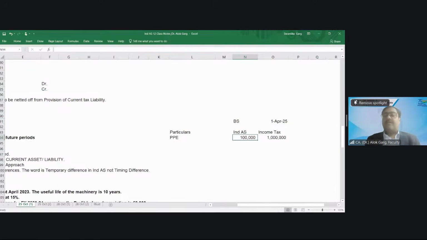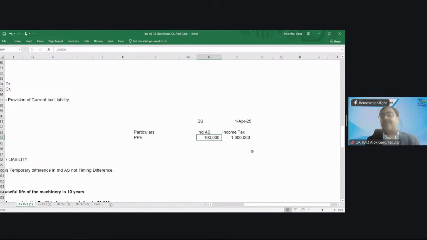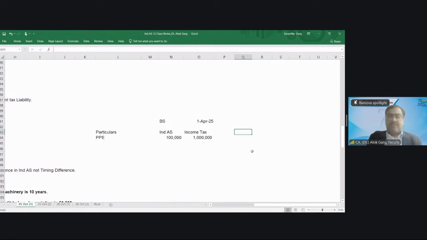Yes. So, Karthik, have you found any difference on 1st April 2025 in the balances comparing the company's books and the income tax books? No, sir, there is no difference. So, difference is 0. Now, Lavanya, I am again preparing a balance sheet on 31st March 2026.